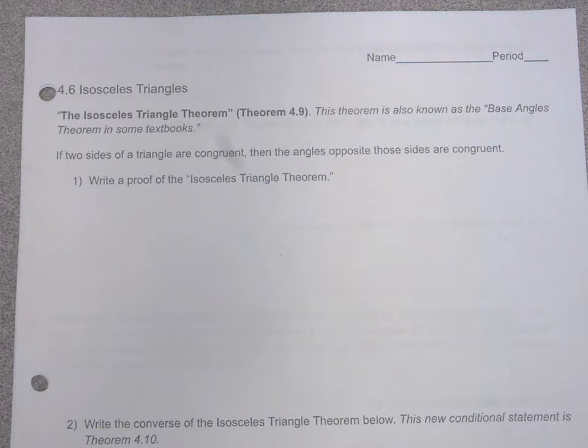The thing about these proofs is that they require what we call constructions. And we talked a little bit about that in class today. The first theorem that we're going to prove is called the isosceles triangle theorem.